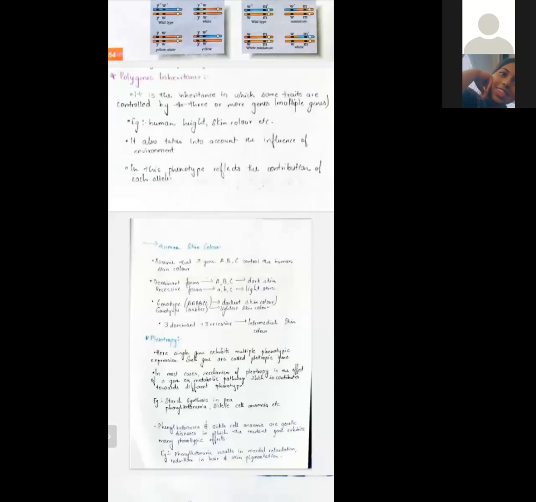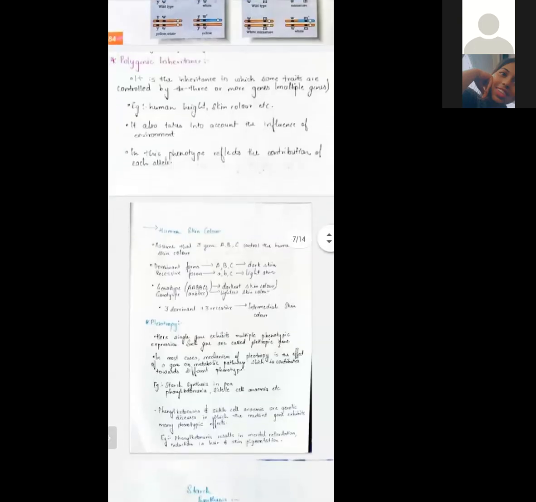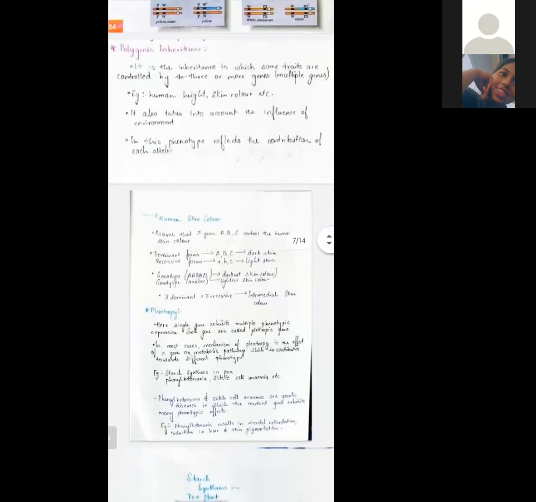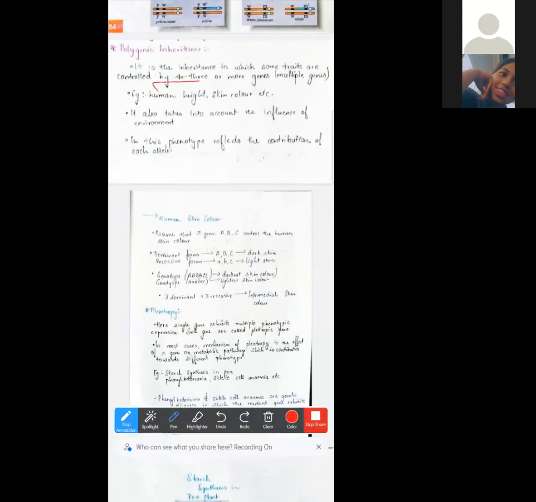Now we move further to polygenic inheritance. We move to polygenic inheritance. They are also known as non-Mendelians. Now let's see what is polygenic inheritance. It is the inheritance in which some traits are controlled by 3 or more genes, or multiple genes. Basically, one trait is controlled by more than 3 genes. Examples are given, that is human height and human skin color.